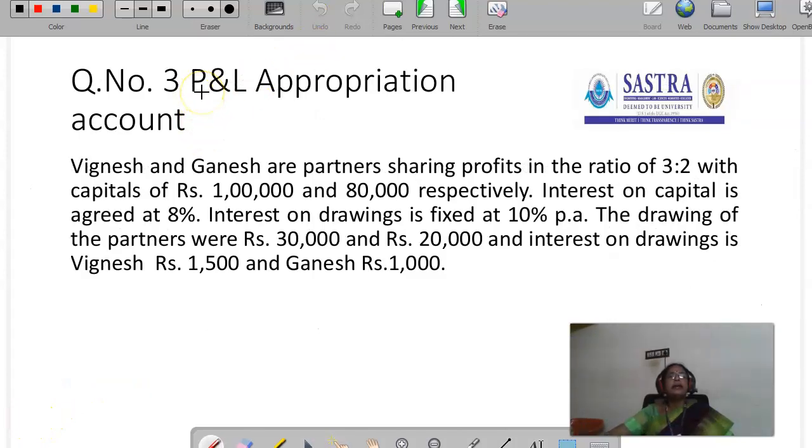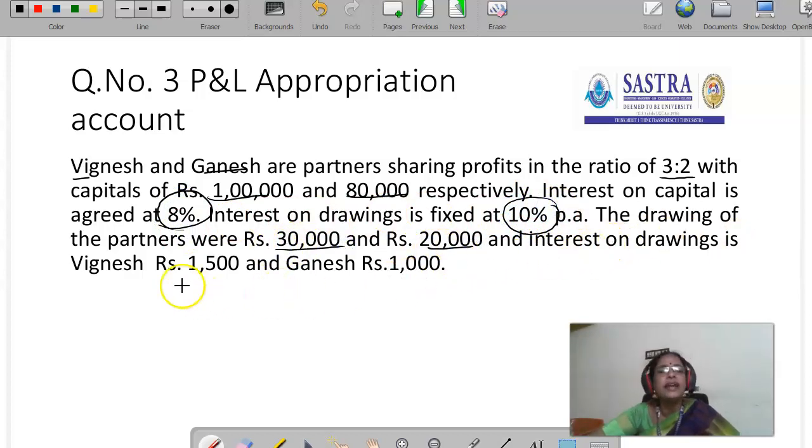Question number 3, P&L appropriation account. Vignesh and Ganesh are partners sharing profit in the ratio of 3:2 with a capital of 1,00,000 and 80,000 respectively. Interest on capital is 8%. Interest on drawing is 10%. The drawing is 30,000 and 20,000. Interest on drawing is directly given. You don't need to calculate interest on drawing in this problem.